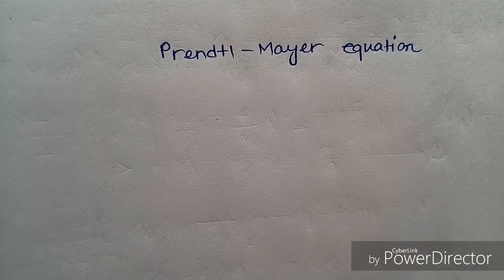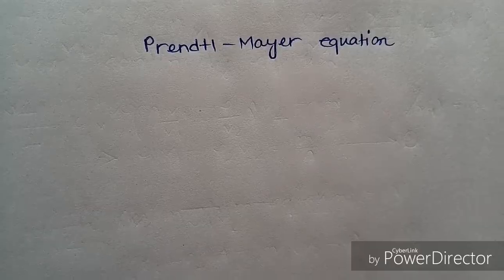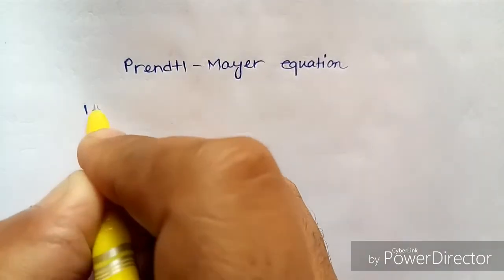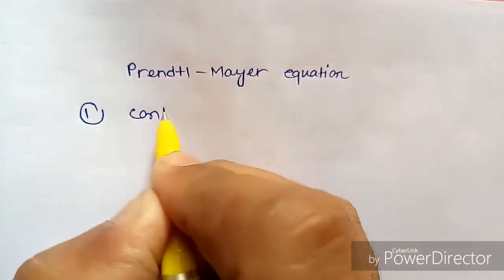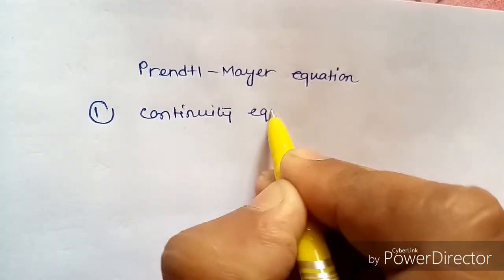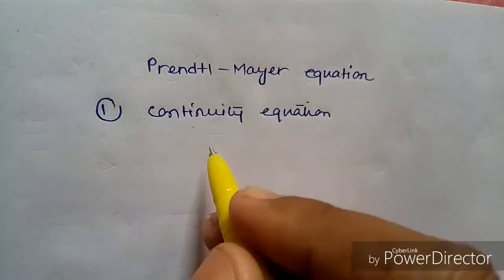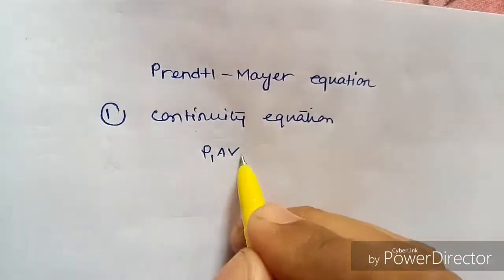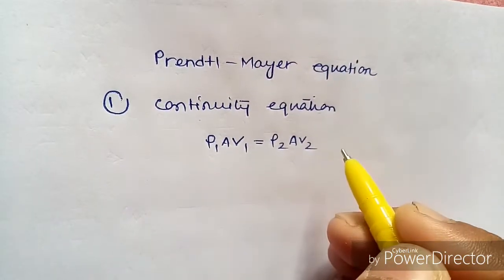So today we are going to derive this Prandtl-Meyer equation. To derive this, we first have to know what we require. Next, we require to remember this continuity equation, which is given by rho 1 A v1 = rho 2 A v2.